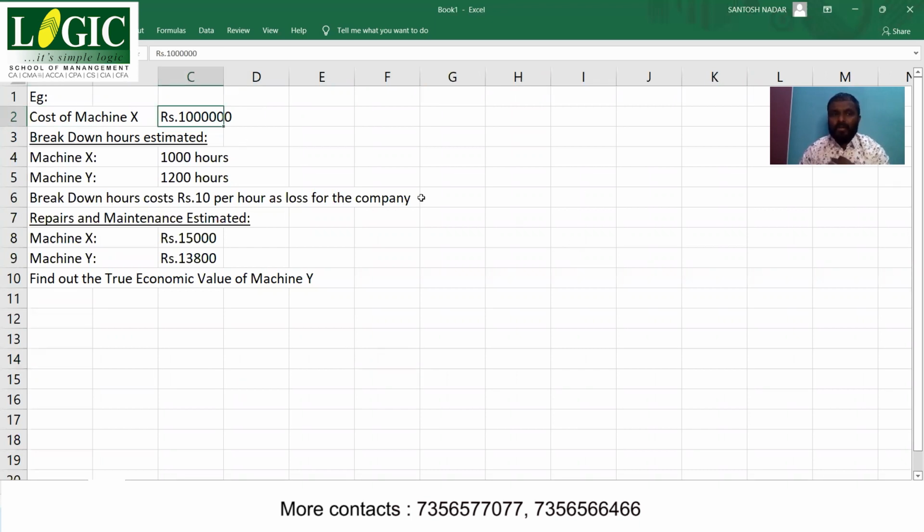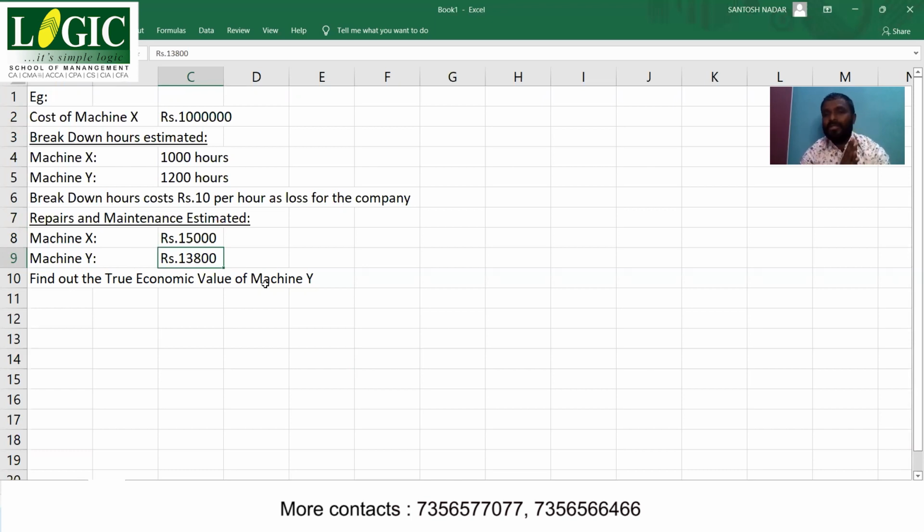Now, if there is a machine, of course, it will break down sometime. It will have some breakdown hours. Machine X has a breakdown of 1000 hours, whereas machine Y has a breakdown of 1200 hours. And every hour of breakdown costs the company rupees 10 per hour. The machine also has some repairs and maintenance cost. Machine X has a repairs and maintenance cost of rupees 15,000, whereas machine Y has a repairs and maintenance cost of 13,800. Find out the true economic value of machine Y.